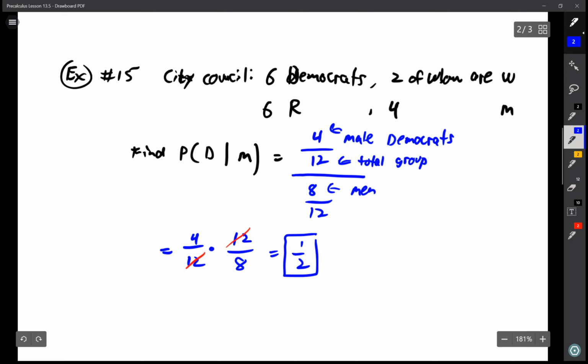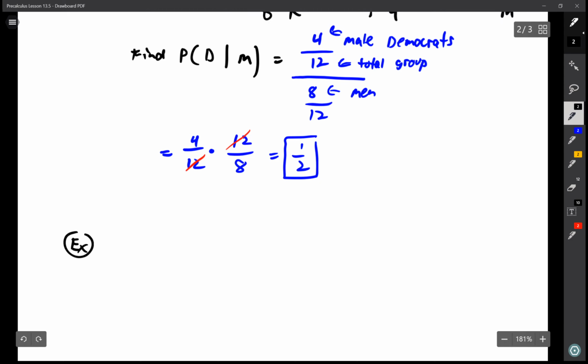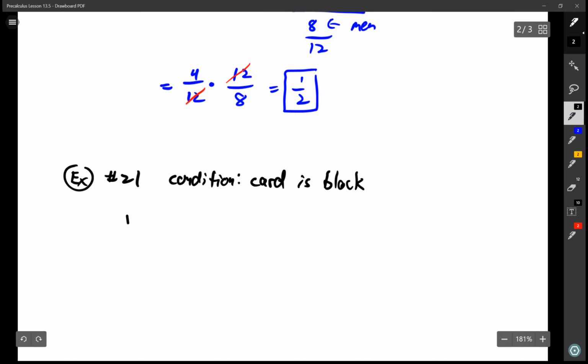Next example. This one is number 21. And what we have here is a standard deck of playing cards. The condition is that the card is black. Okay. So number 21 is find P of 4. We want to find the probability of selecting a 4.